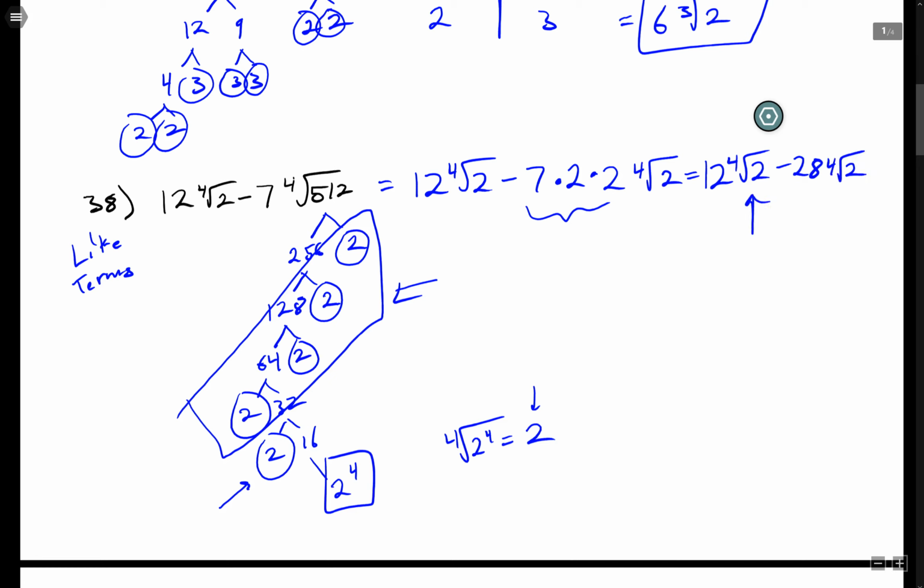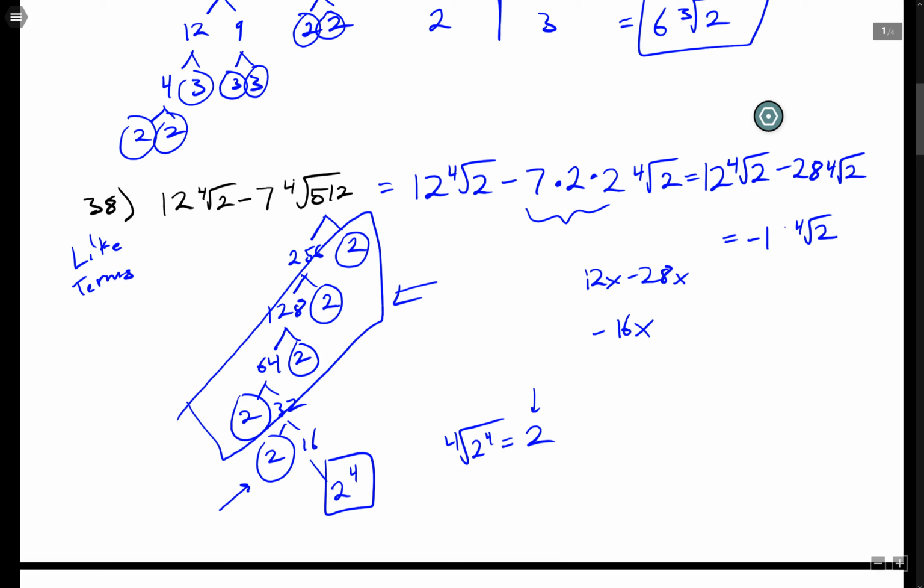Look, now I have like terms. Both of these terms have a fourth root of 2. So just like 12x minus 28x would be negative 16x, here 12 times the fourth root of 2 minus 28 times the fourth root of 2 is going to be negative 16 times the fourth root of 2. And I made my 6 very badly, so let me try to correct that. Much better. All right, great.